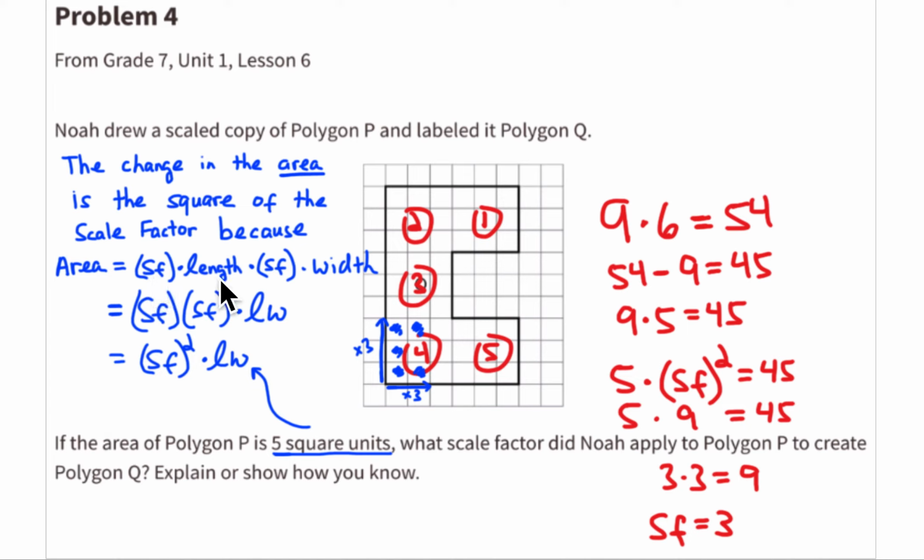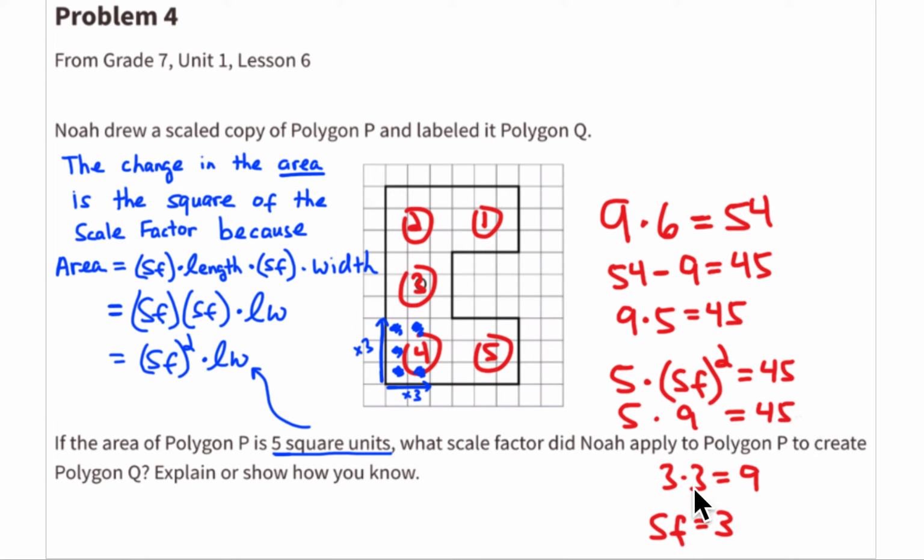The scale factor times the length times the scale factor times the width. So you're taking the scale factor and multiplying it times the length to get this length here. That same scale factor times this length to get this length here. Well, that is the scale factor times the scale factor times the length times the width. Well, this length times this width is equal to 5 square units. They give that to you. So then 5 times what value equals 45? 5 times 9 equals 45.